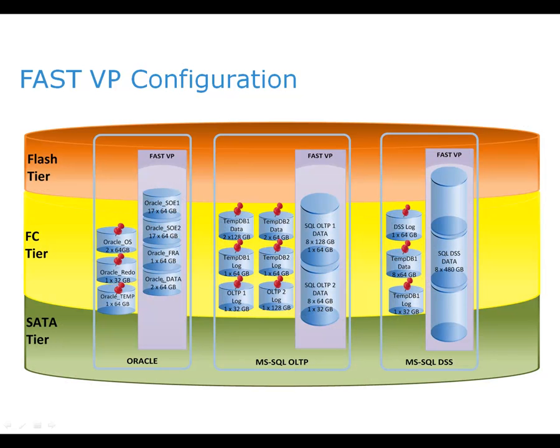In this environment, the FastVP policy is set to use 100% for each of the included tiers for the OLTP applications, and only FC and SATA tiers are included in the FastVP policy for the DSS application. All log devices and the temp files are pinned to the FC tier.